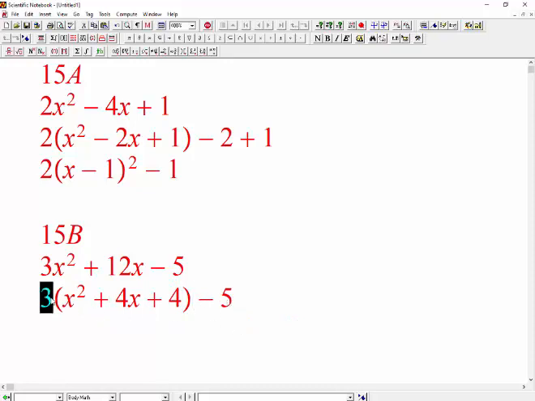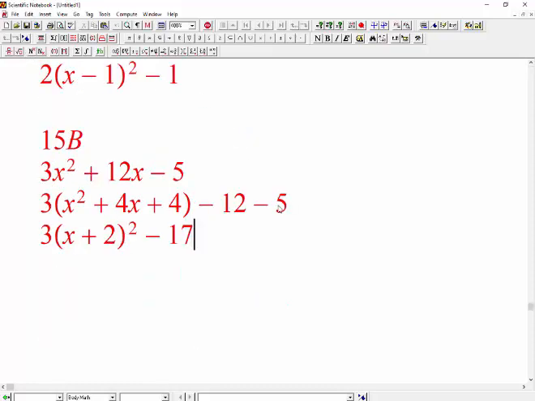So we're going to add 3 times plus 4, which is 12. So we have to compensate, and so instead of adding, we have to subtract 12. Can you see? All right. So the final answer would be 3 times x plus 2 bracket squared minus 17. You see that?